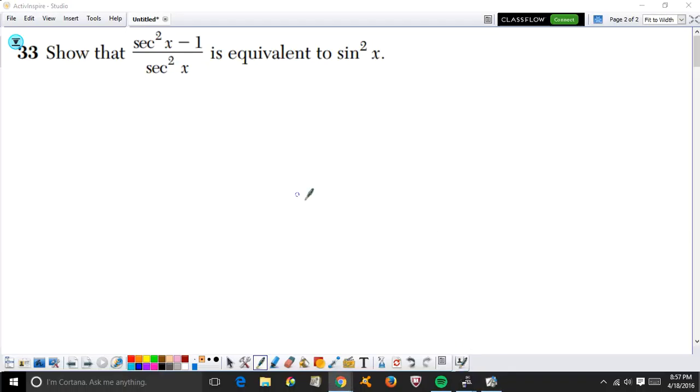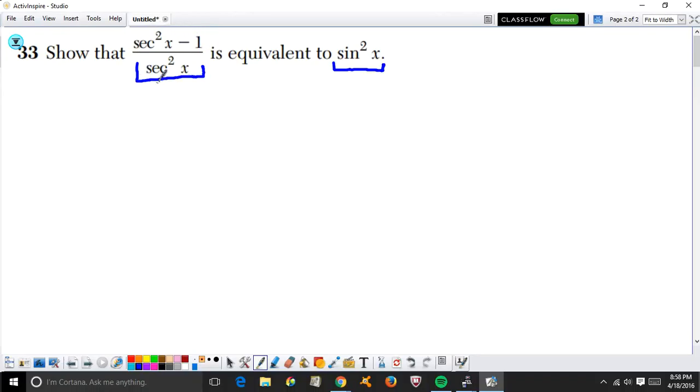Here, in example 33, we want to show that secant square of x minus 1 divided by secant square of x is equivalent to sine square of x. We want to show that the complex expression is equal to sine square of x. The number one method to show in trigonometry that one expression is equal to another is to express everything in terms of sine and cosine.